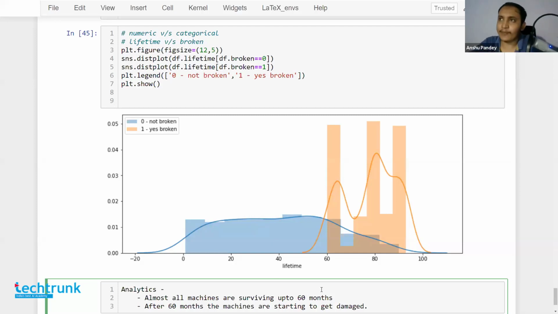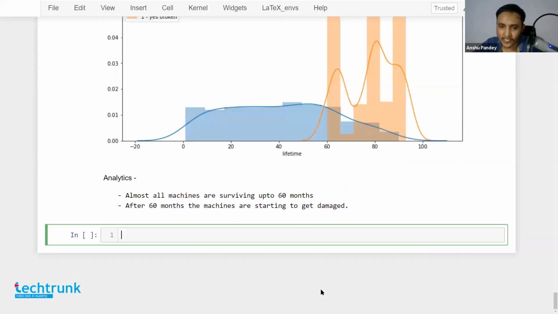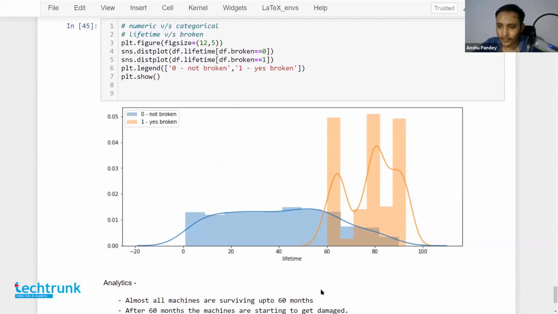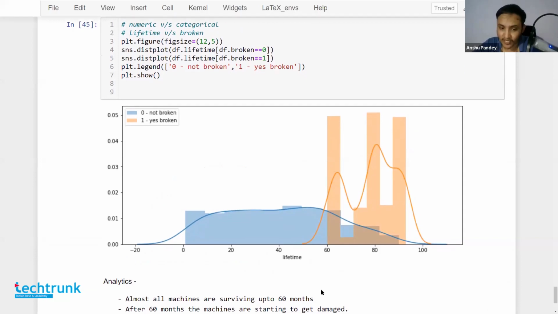Do you think lifetime is an important factor to identify which machines are going to be damaged or not? Do you agree with that? I hope all of you agree that lifetime is definitely an important factor to estimate whether the machines are damaged or not damaged, right? If the lifetime of the machine is less than 5 years, it's very likely that the machine is not damaged. If it is more than 5 years, there are more chances that it will get damaged. As you can see, after 60 months, the probability of damage is quite higher compared to the probability of not damaged. So the line represents the probability plot.